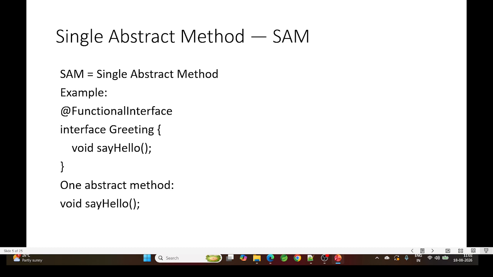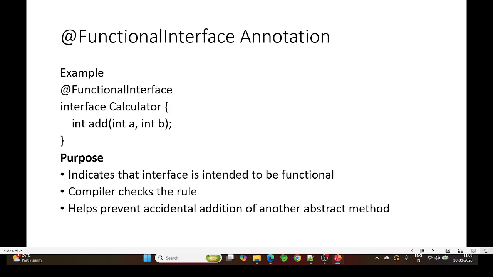We will see what is single abstract method. You may hear the term SAM frequently in Java interfaces. SAM stands for single abstract method. A functional interface is also commonly called a SAM interface because it has exactly one abstract method.